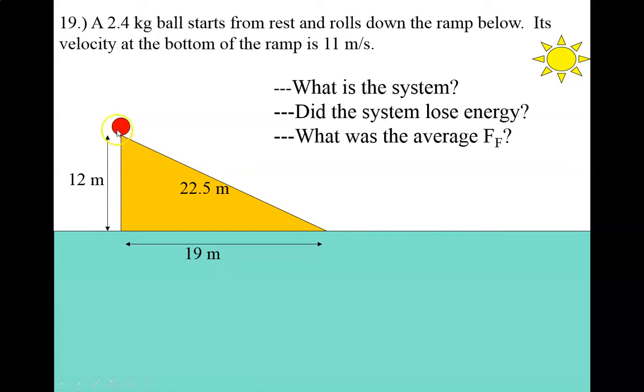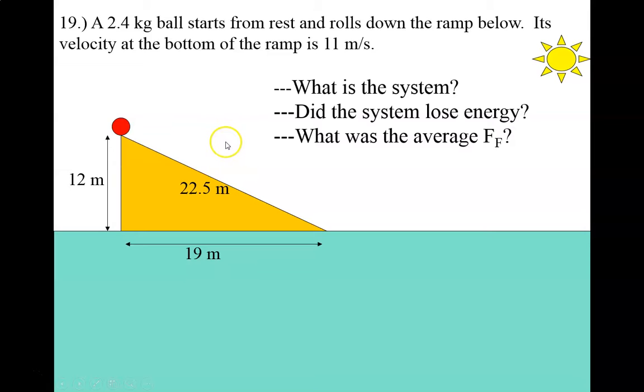We've got basically a ball rolling down a ramp. We're gonna leave the sun out of our system to make the math a little bit easier. And so here we've got a 2.4 kilogram ball that starts from rest and rolls down a ramp below. What is the system? We already said what the system was. Did the system lose energy? And what was the average force of friction?